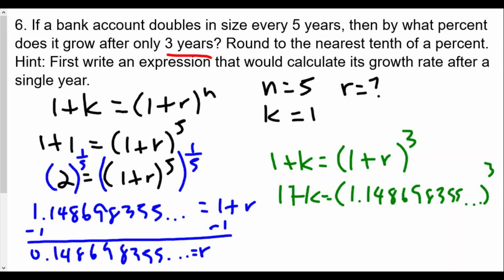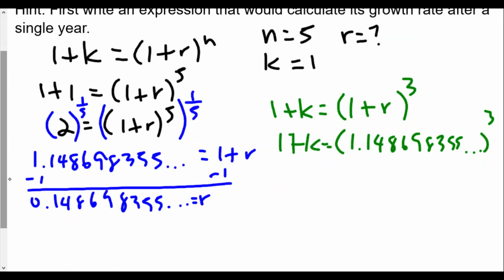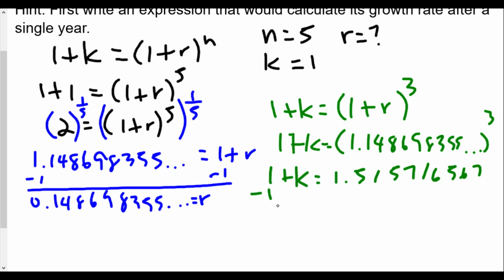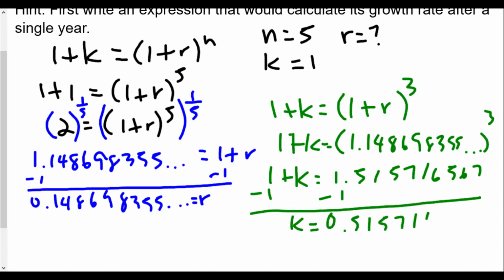Okay, and so here, this new k value is going to be the percent after 3 years. Originally the amount doubled, but here, after 3 years, we get 1 plus k is equal to 1.515716567, subtracting 1 from both sides. So this growth after 3 years, not after 1 year, not after 5 years, but after 3 years, will be 0.51571657. We want to change to percent, so the decimal slides over by 2. And we see in this case, we have to look at the 7 here, and we notice that we're going to round up by 1.